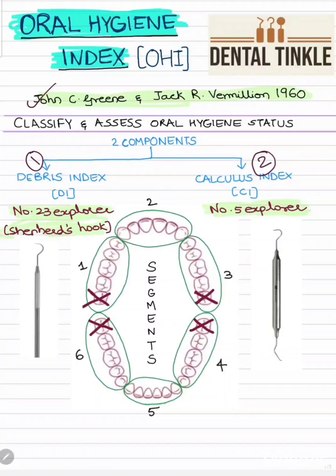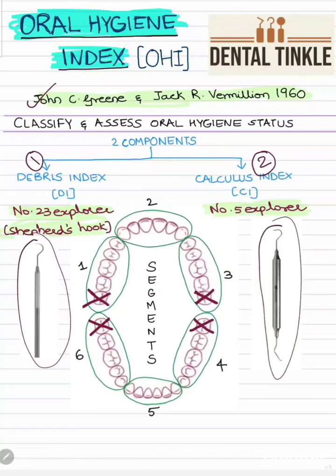Number 23 Explorer or the Shepherd's Hook Explorer is used to measure the debris index, whereas number 5 Explorer is used to measure the calculus index. This examination is carried out in 6 segments.